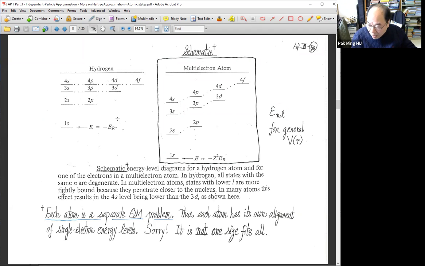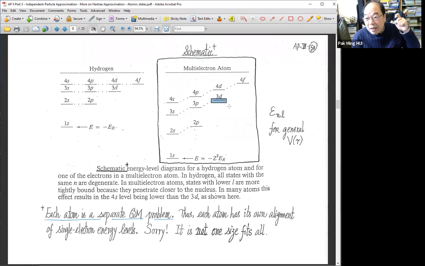But for any V of r, we have the right-hand side. So here schematically, exaggerated just to show the feature, 2s and 2p have different energies. So are 3s, 3p, 3d, and so on. And in many cases, there will be crossing. By that I mean, here you see 4s is drawn slightly lower than 3d. And that is the case in filling up the periodic table.